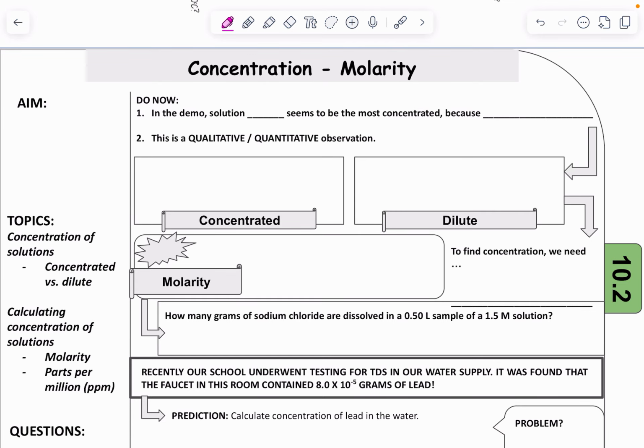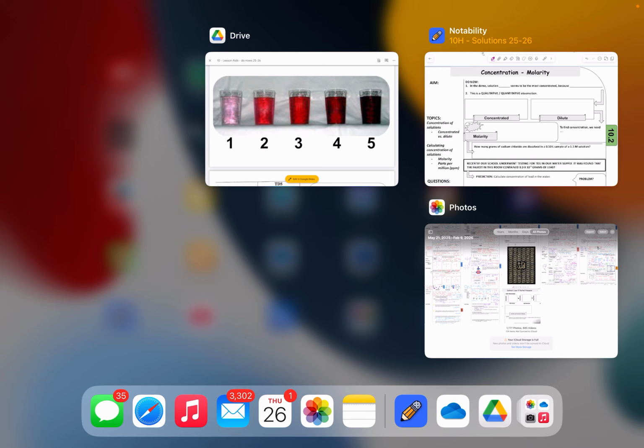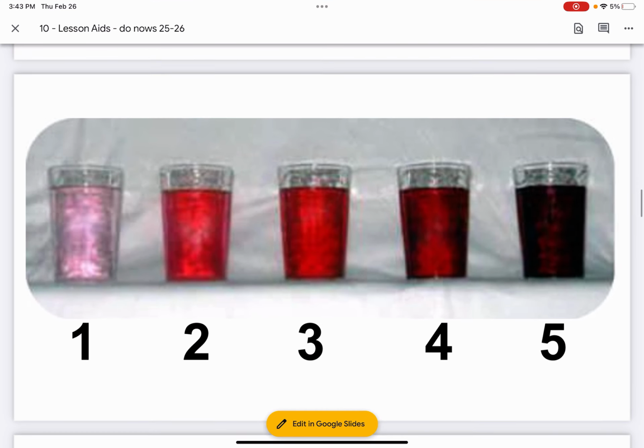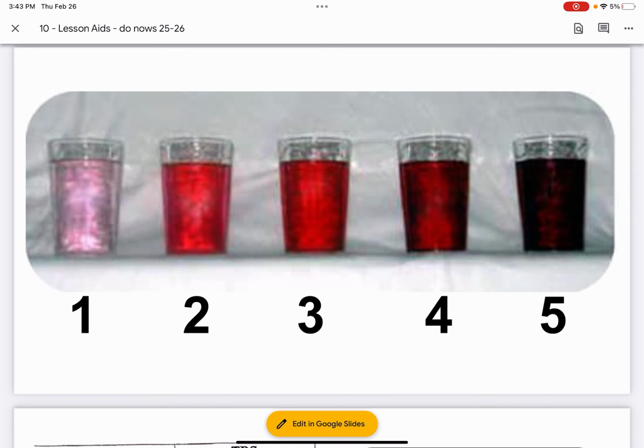Hello everyone. Let's talk about the concentration. So I'm going to show you these 5 solutions over here. Let's take a moment to figure out which one out of these 5 do you think is the most concentrated.